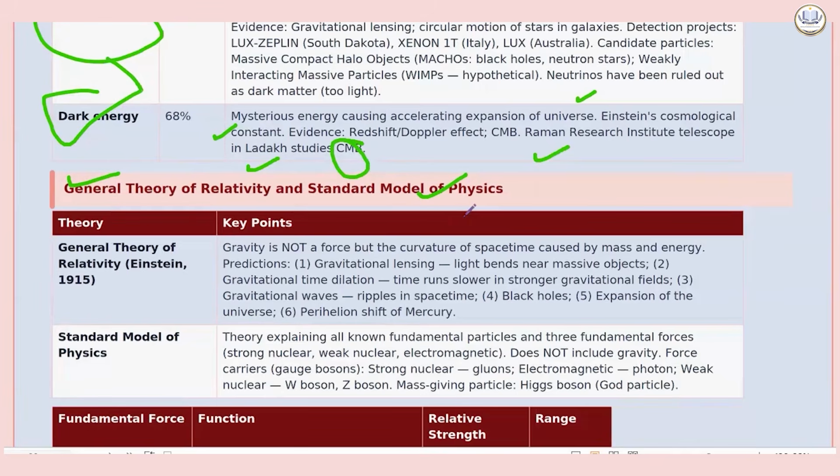That is why Mercury's orbit, light bending near the sun, and gravitational time dilation can all be explained by the theory. Now, what is time dilation? What is this theory of time dilation? Again, it is very, very important for your examination. So it is an effect in relativity where time passes at different rates for different observers. This is called as time dilation.